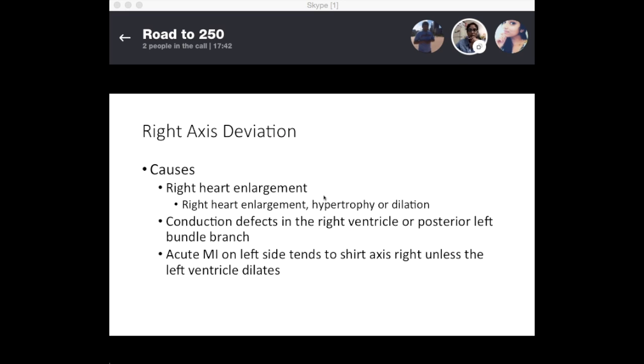The right axis deviation pathologies we can consider would be right heart enlargement, so right heart hypertrophy or dilation, conduction defects in the right ventricle or posterior left bundle branch, and then an acute MI on the left side, which tends to shift the axis to the right.